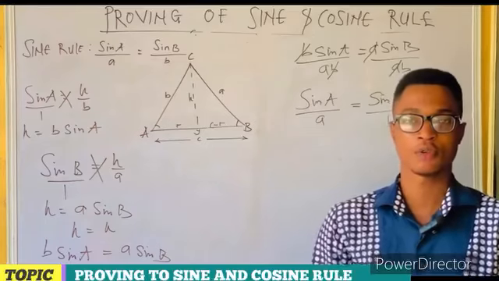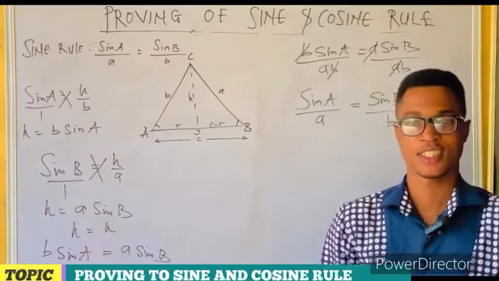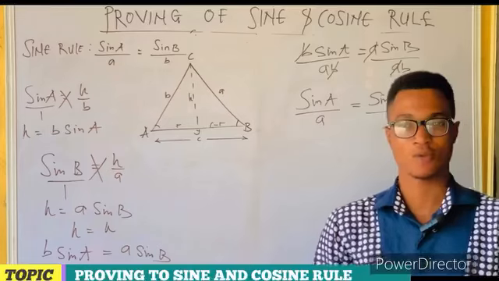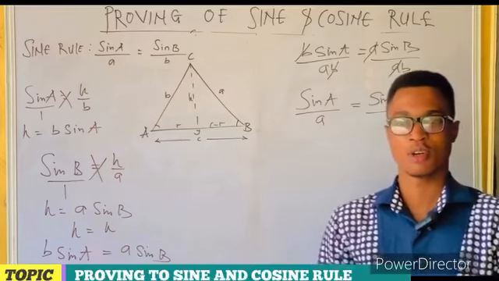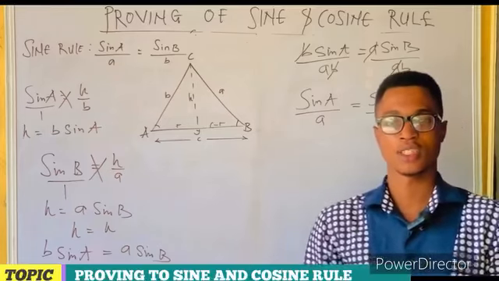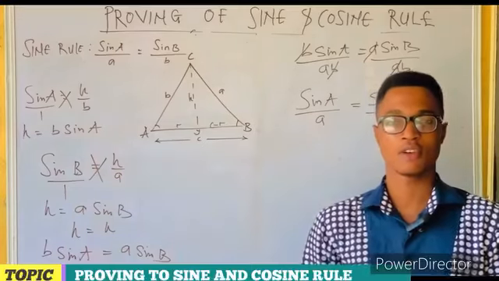In this video, we've proved the sine and cosine rule. These rules are used to calculate the unknown angle or side of a triangle.